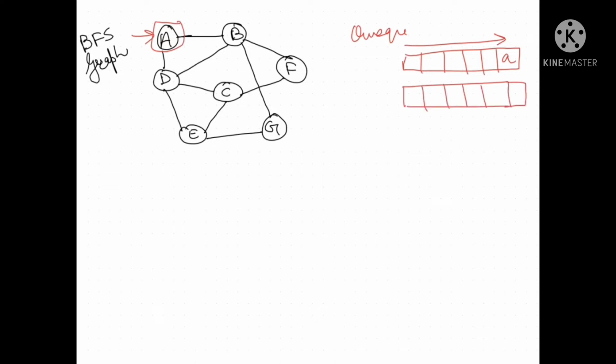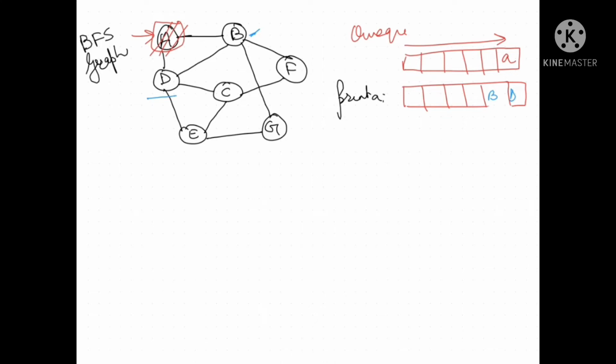Now, the next step is that this node is visited. I am going to extract this, so I am going to print A. Now, what are the adjacent nodes of A? That is D and B. You can write D or B, or either D and B, whichever way you like. So I am using D and B.